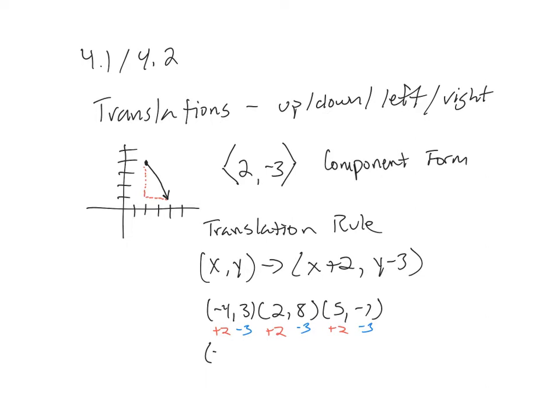So -4 plus 2 is -2. 3 minus 3 is 0. 2 plus 2 is 4. 8 minus 3 is 5. 5 plus 2 is 7. -1 and -3 is -4. And then put that on the graph. Okay? So translations should be pretty straightforward. Alright.